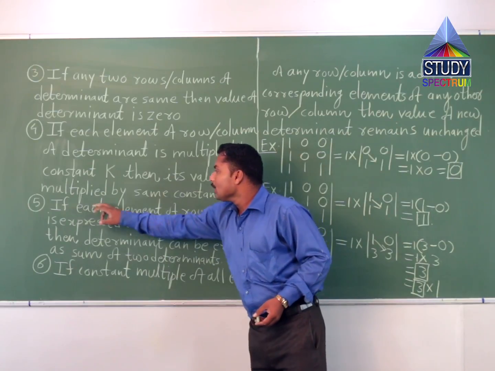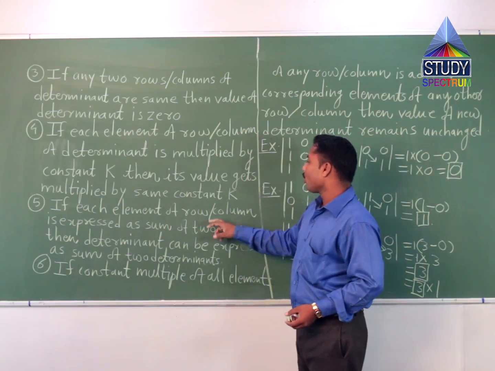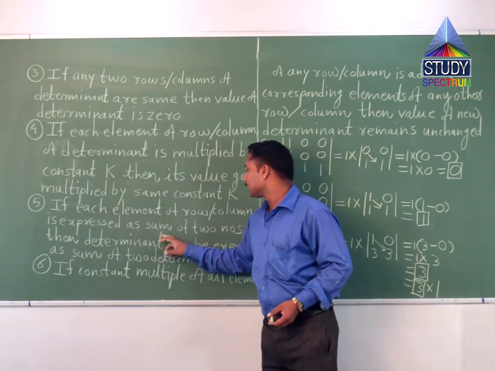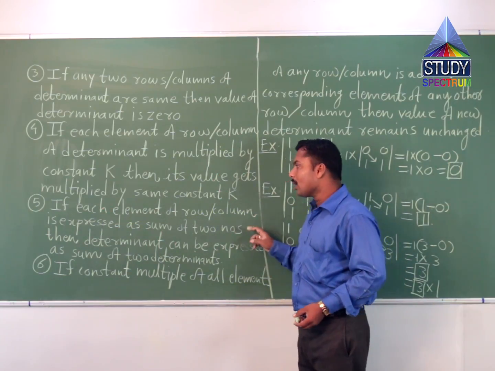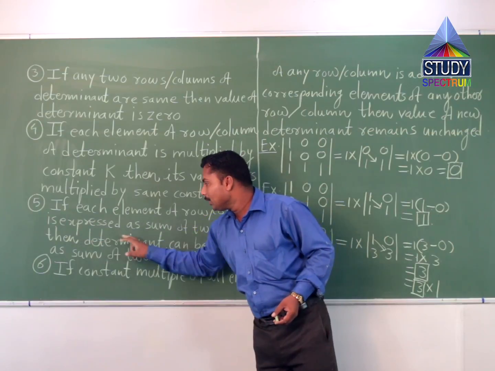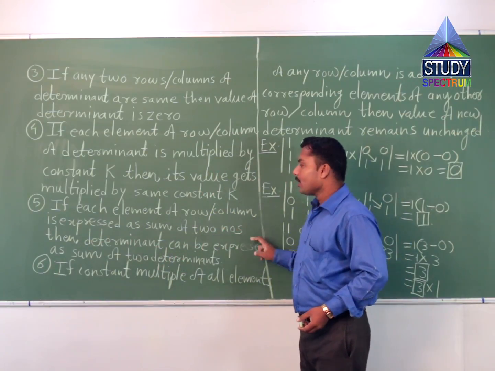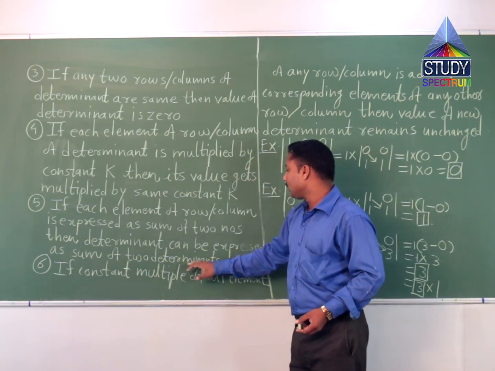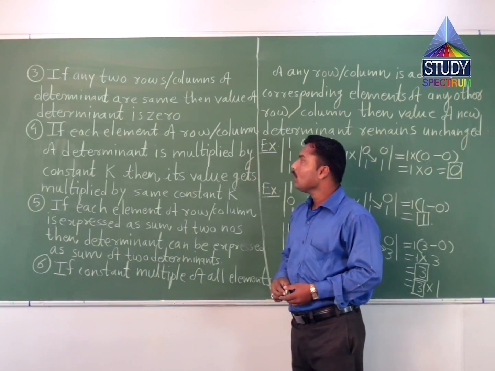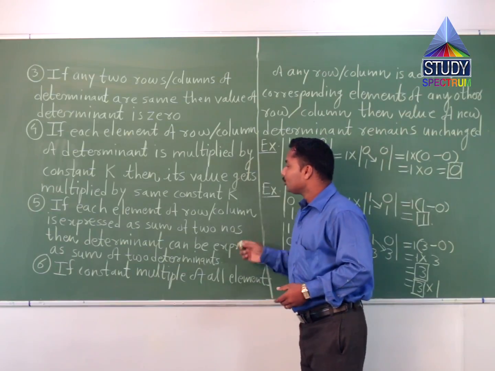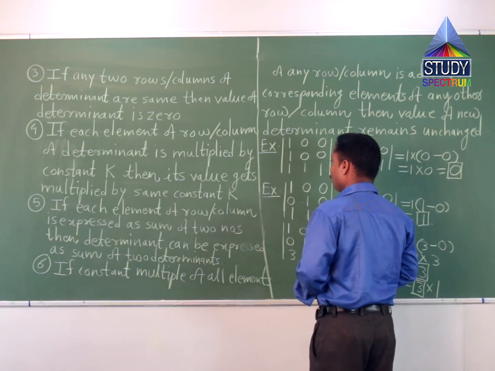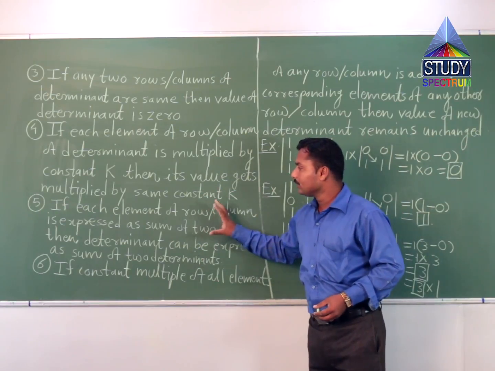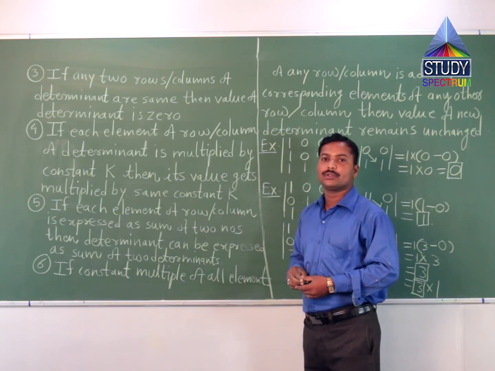Okay. Also we discuss the remaining two properties. What properties? If each element of a row or column is expressed as a sum of two numbers, then the determinant can be expressed as a sum of two determinants. Sum of two determinants means, suppose we discuss these properties by using simple problems.